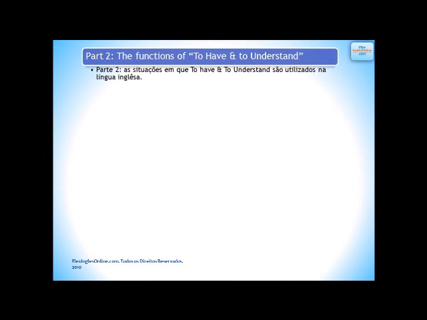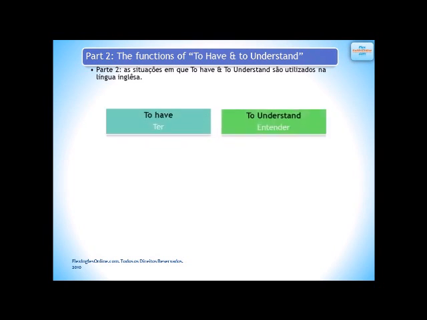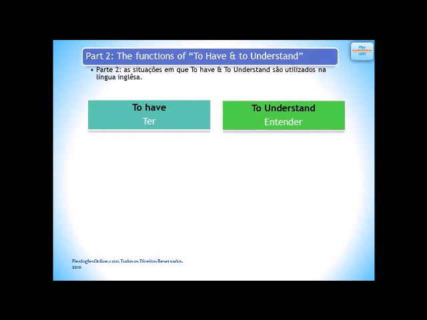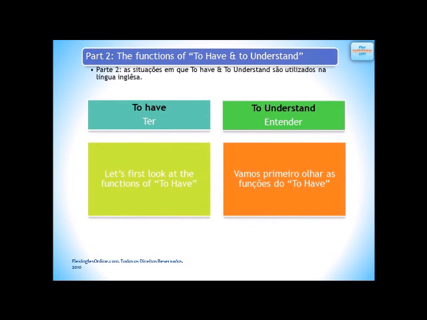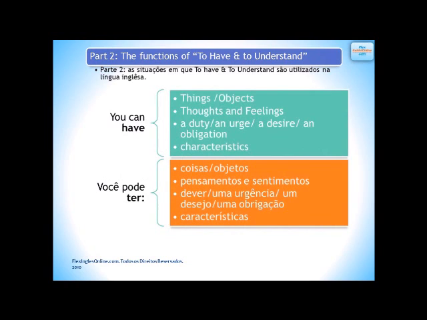Part 2. The functions of to have and to understand. To have, ter, to understand, entender. Let's first look at the functions of to have. You can have things and objects. You can have thoughts and feelings. You can have a duty, an urge, a desire, an obligation. And you can have also characteristics.